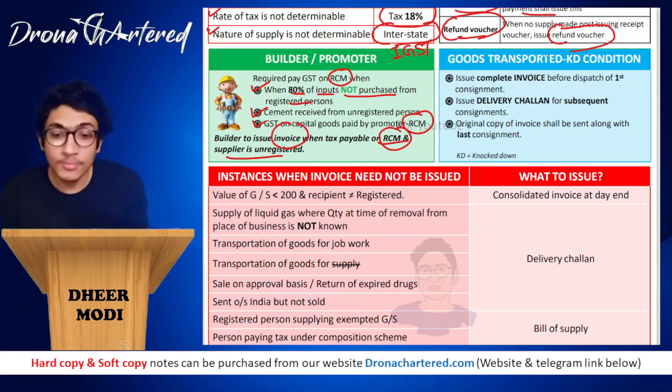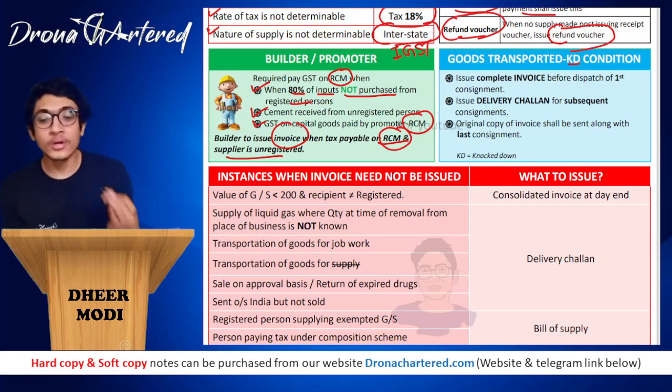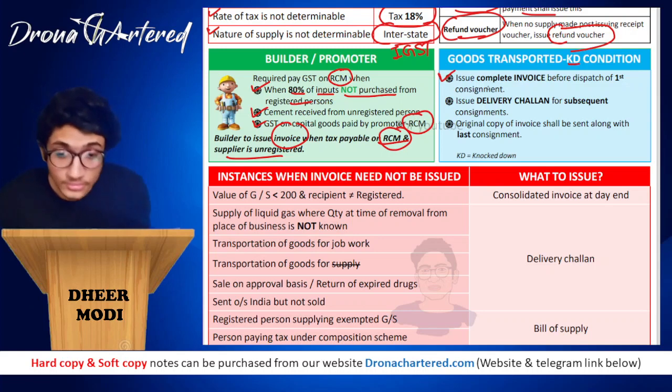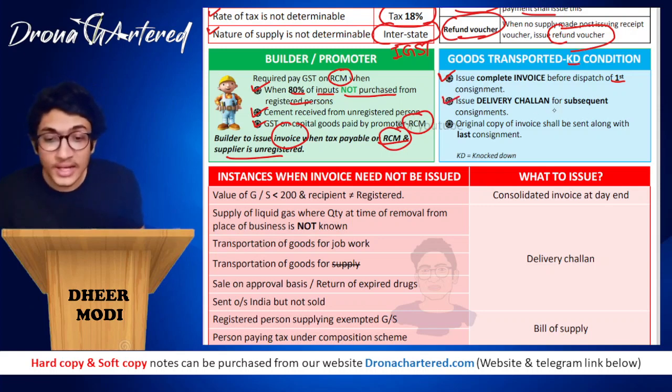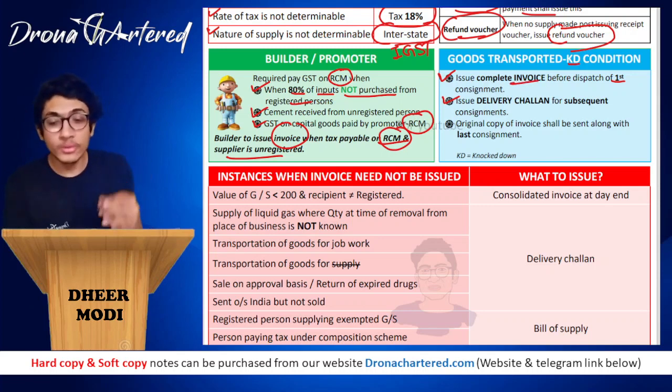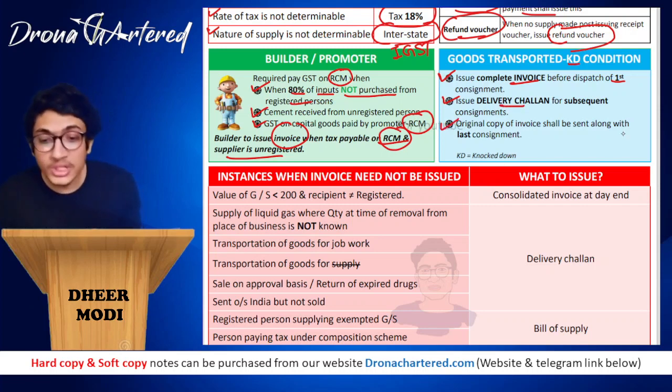Okay, goods transported under KD condition. KD is your knocked down condition. So for goods transported in knocked down condition, issue a complete invoice before dispatch of the first consignment. You will have to issue the complete invoice even if you have broken down the consignment into different parts. Issue a delivery challan for subsequent consignments because your goods are moving. So on the first dispatch, you have to give a complete invoice, and for subsequent dispatches, you have to give a delivery challan. The original copy of the invoice shall be sent along with the last consignment.